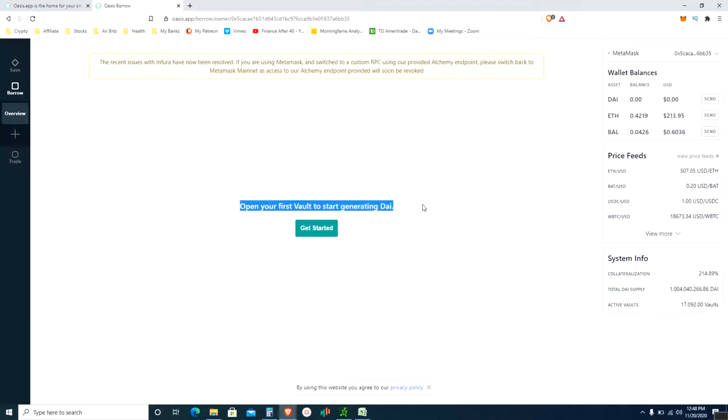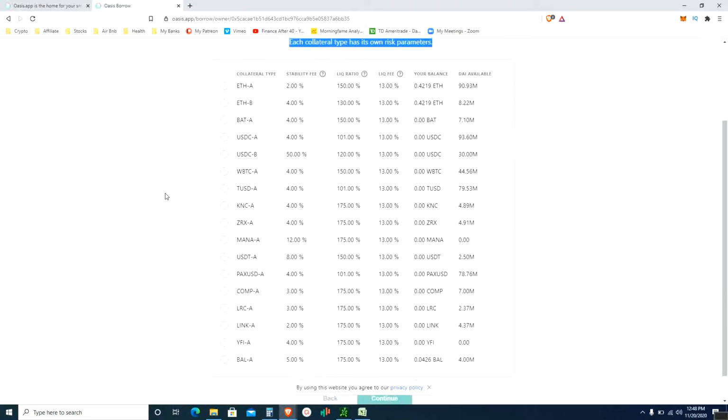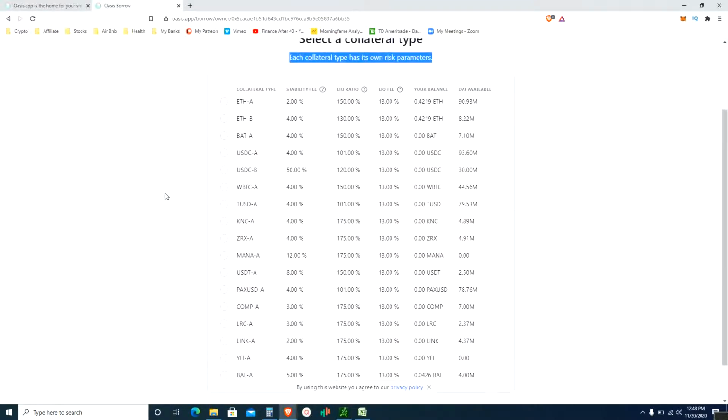So I'm gonna click get started. Okay, so I'm clicking here. I clicked open vault, select collateral type. Each collateral type has its own risk. You got a few options here. I'm gonna start at the top, which is where we are. The first one, that's what we're picking: ETH A. I don't know what ETH B means. I know with ETH A, that's what I used in the past, and I'll do it again.